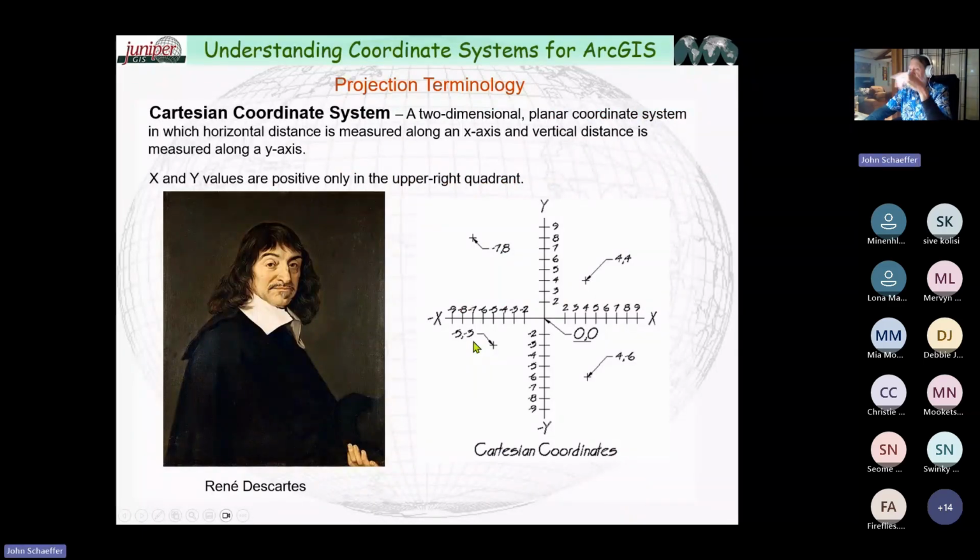Cartesian coordinate system. So this is a 2-dimensional planar coordinate system in which horizontal distance is measured along an x-axis and vertical distance measured along a y-axis.